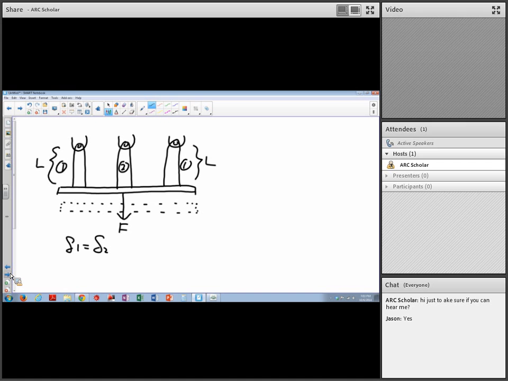Got it? This only applies when these two have the same material and the same length, and the force is in the middle. If this tool has a different length and different material, you cannot say it will deform like this. It might look like this instead. So we can only use this when the assumption holds that they have the same material. That's basically case one.